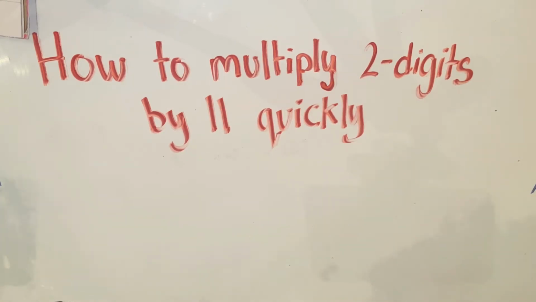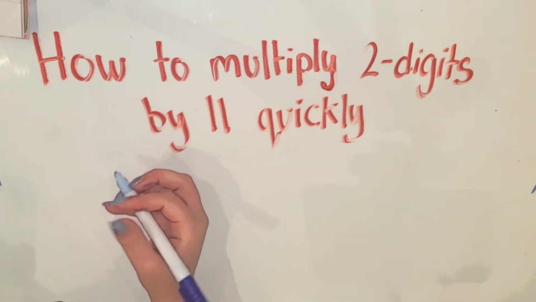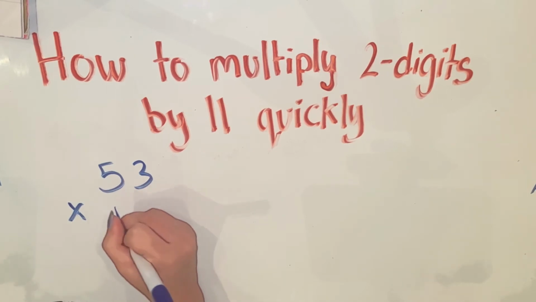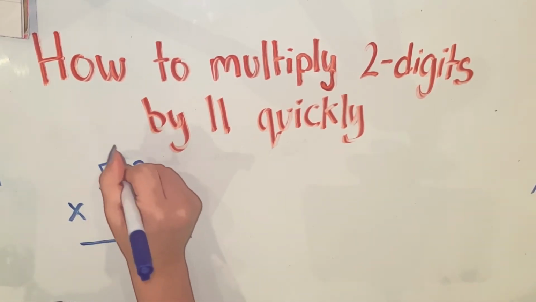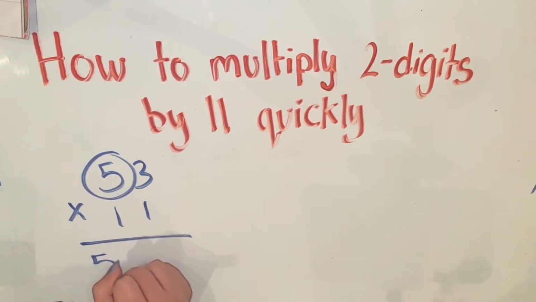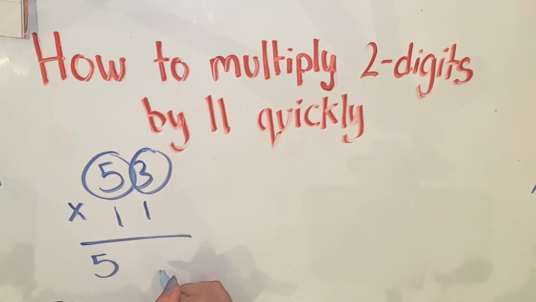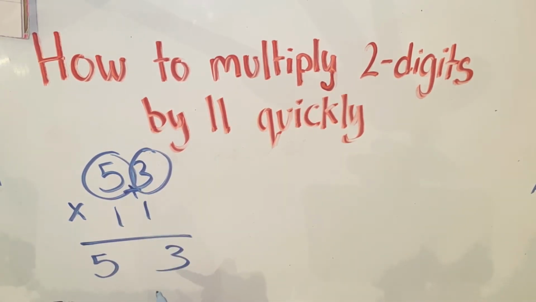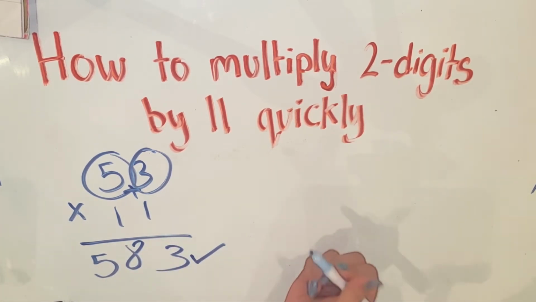How to multiply two-digit numbers by the number 11 quickly. So to start with the number 53 multiplied by 11, you would take the first number and put it at the beginning, the second number, put it at the end. Then you add the two top numbers together, which would give you 8. And this is your correct answer.